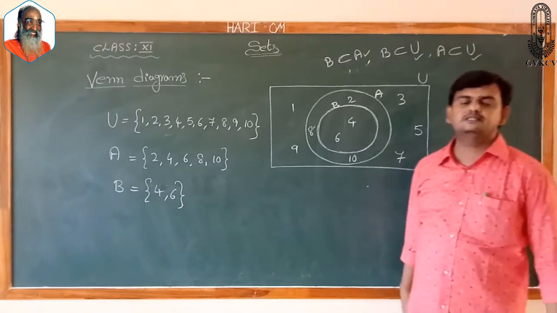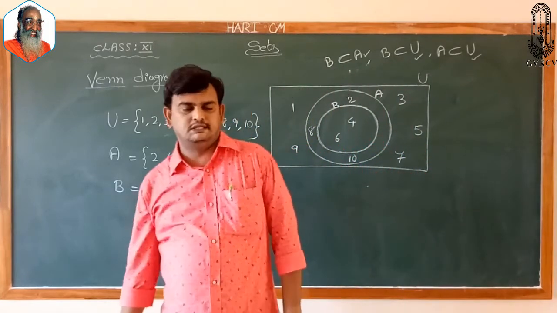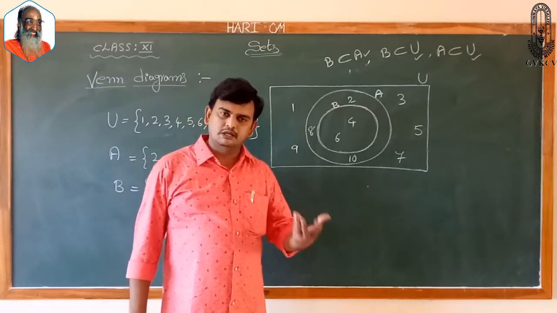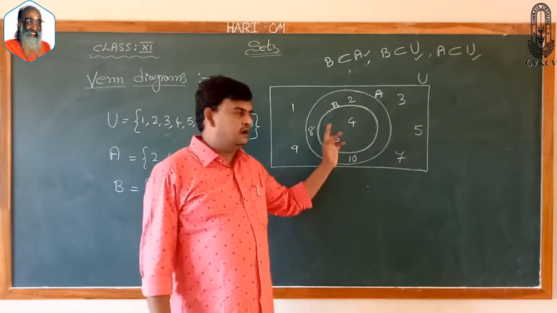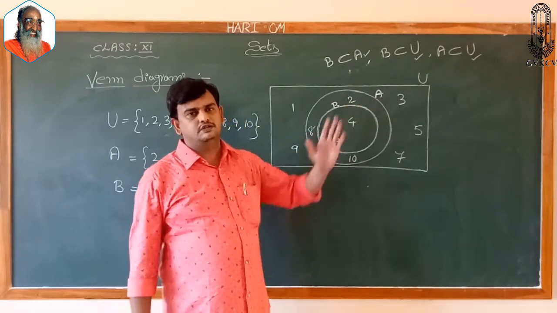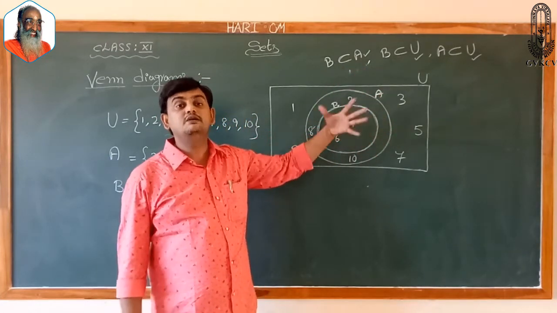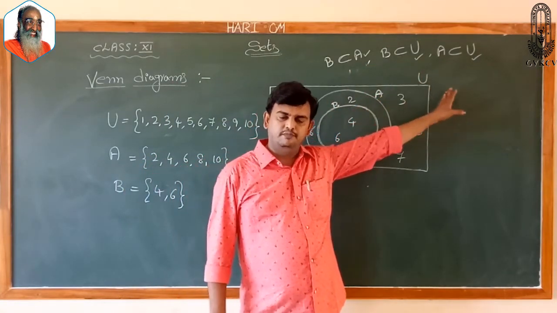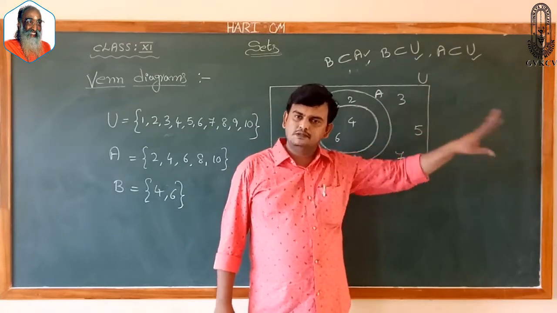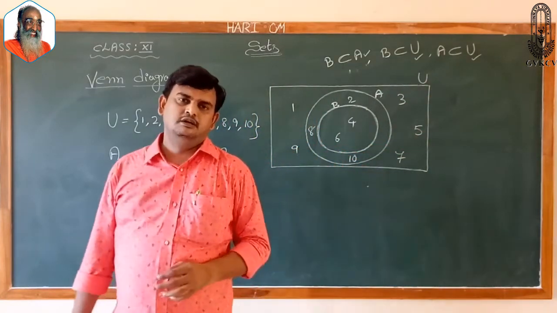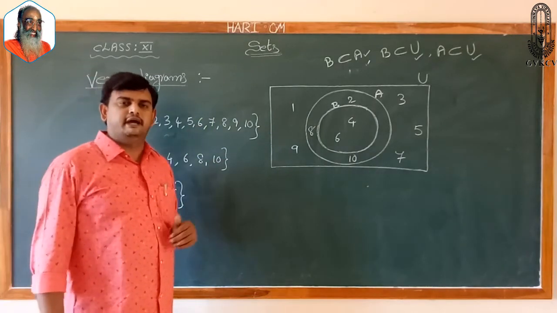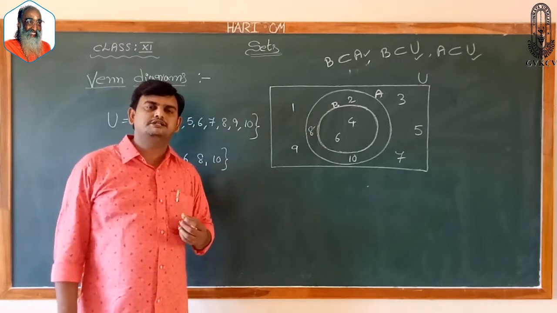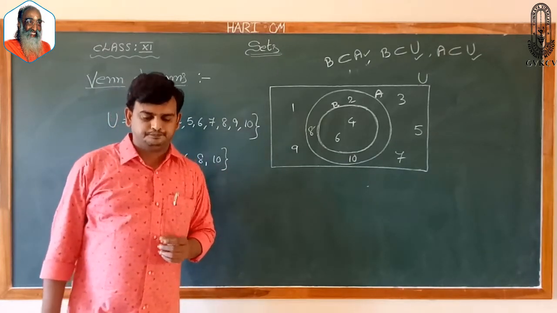As we know, every set is nothing but a subset of the universal set. So A is a subset of the universal set, B is also a subset of the universal set, and B is a part of A. So from this Venn diagram, we can easily understand B is a subset of A, A is a subset of the universal set, and B is also a subset of the universal set. This is the advantage of a Venn diagram. We can easily identify the sets, and also the relation between the sets.